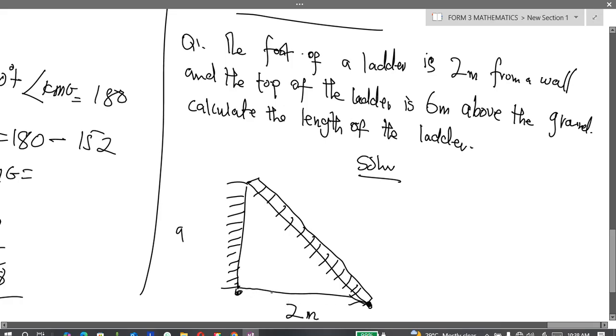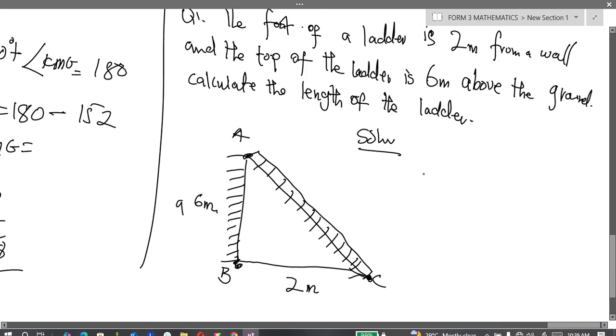This tells us that this becomes the adjacent, right? Good. The top of the ladder is 6 meters above the ground. So when we take the ground here to the top of the ladder, it is 6 meters. They say we should find the length of the ladder. It means the hypotenuse. So this is a very simple question. We can label our diagram, not our ladder. In our diagram, the ladder is AC. A, B, C.